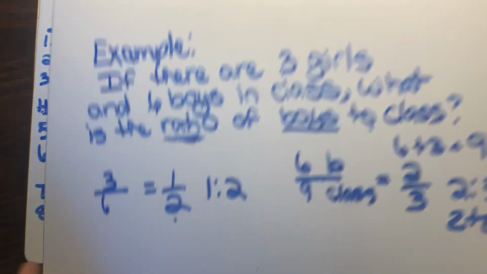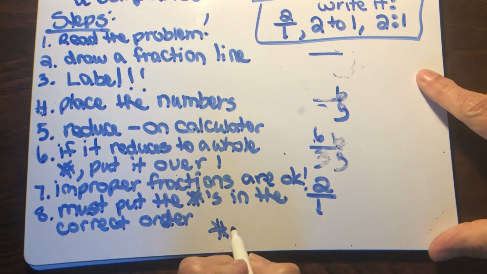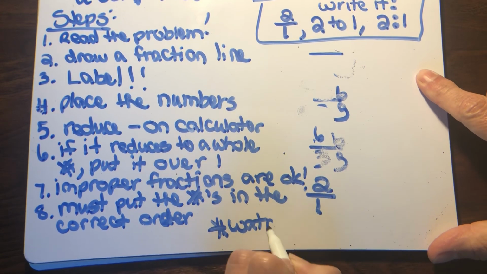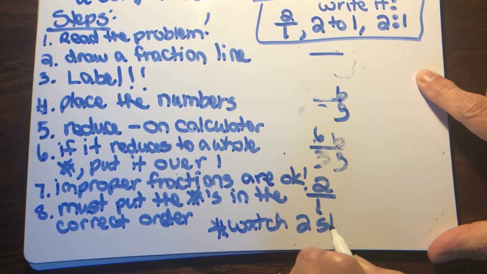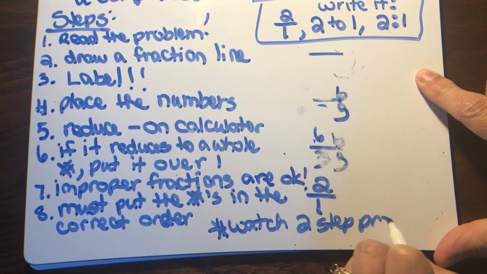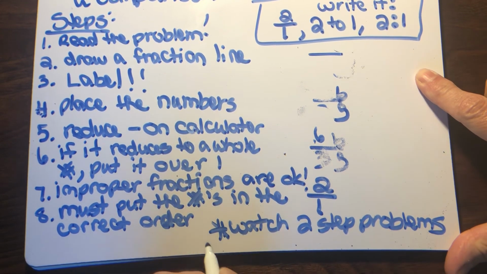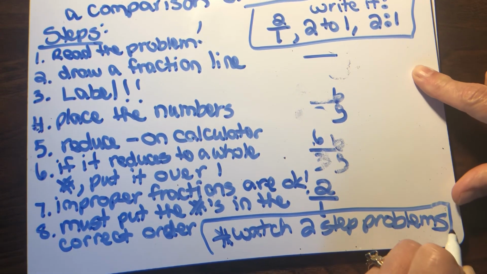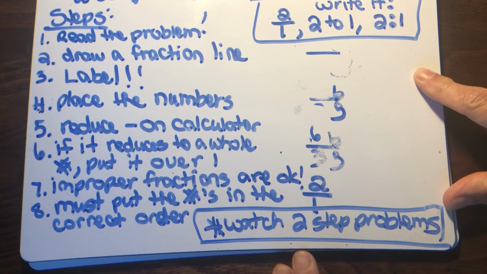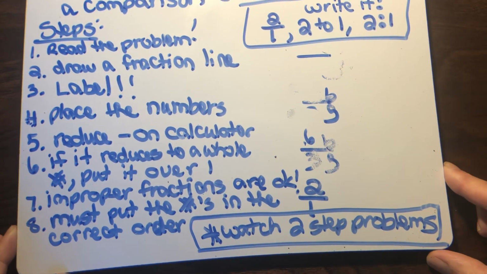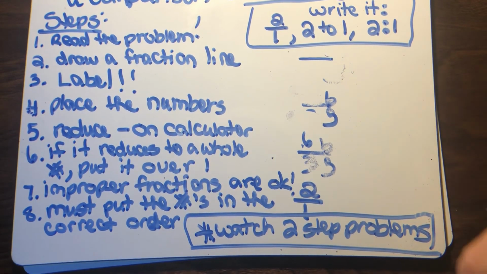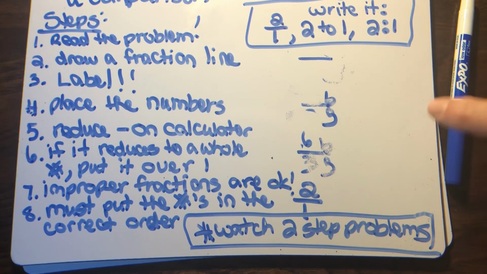So you need to watch what I call 2-step problems, because we know that on the GED and the HiSET, most all of the problems are at least 2-step. So you may have to add, you may have to subtract, you may have to do something that's not just so straightforward as that simple girls to boys problem.